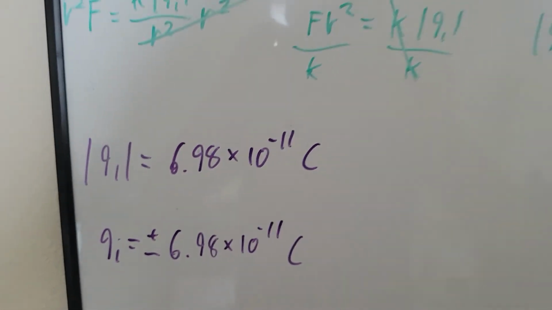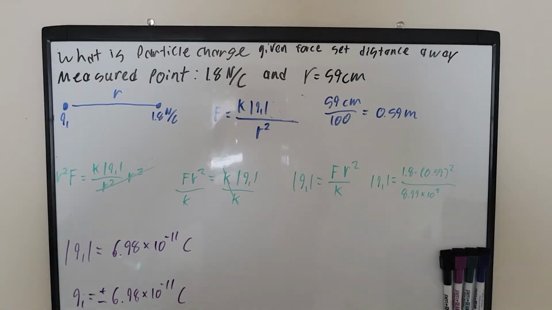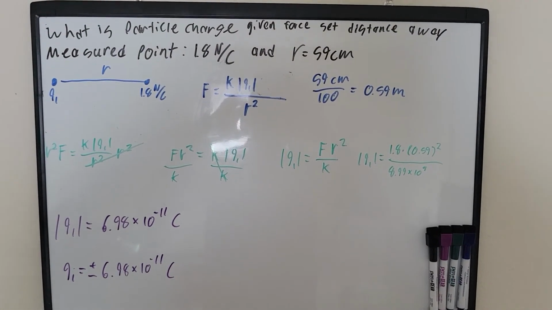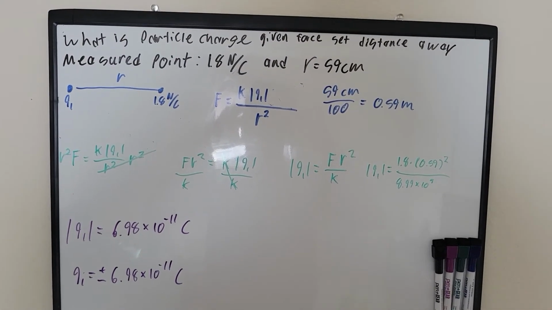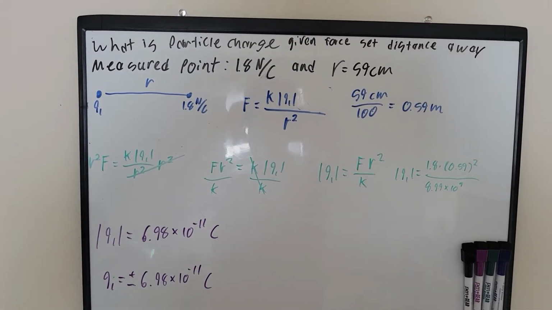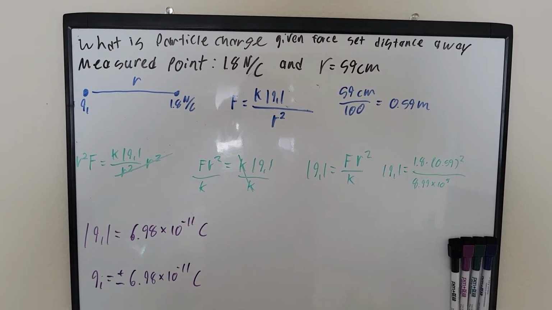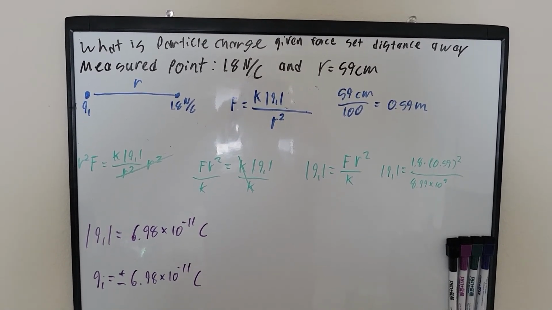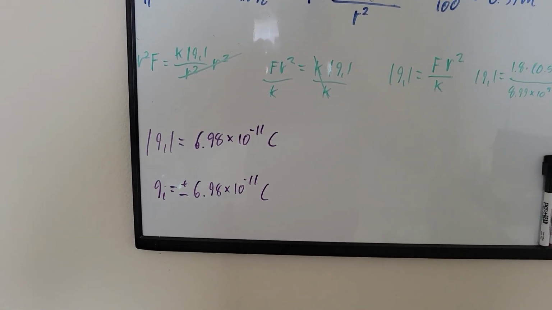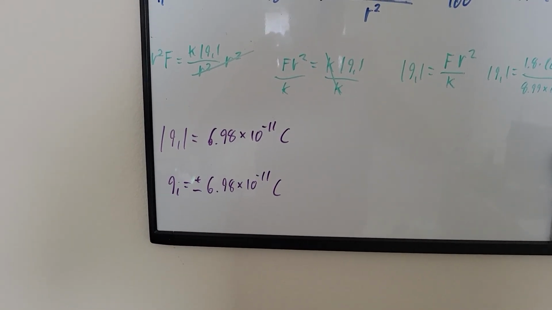So, in conclusion, if you have a particle and a force measured a set distance away, you can very easily solve that problem using Coulomb's law that you only have to slightly modify, and you can get your force, or you can get your charge of that particle.